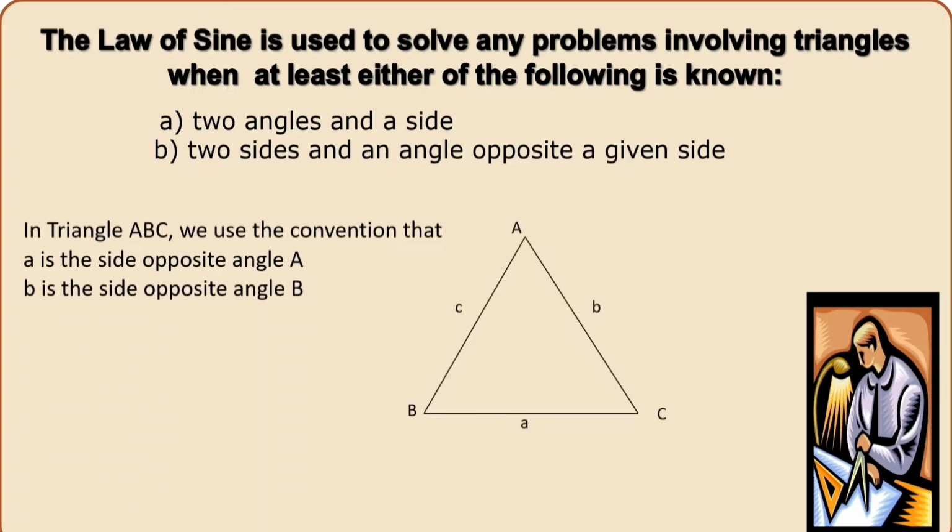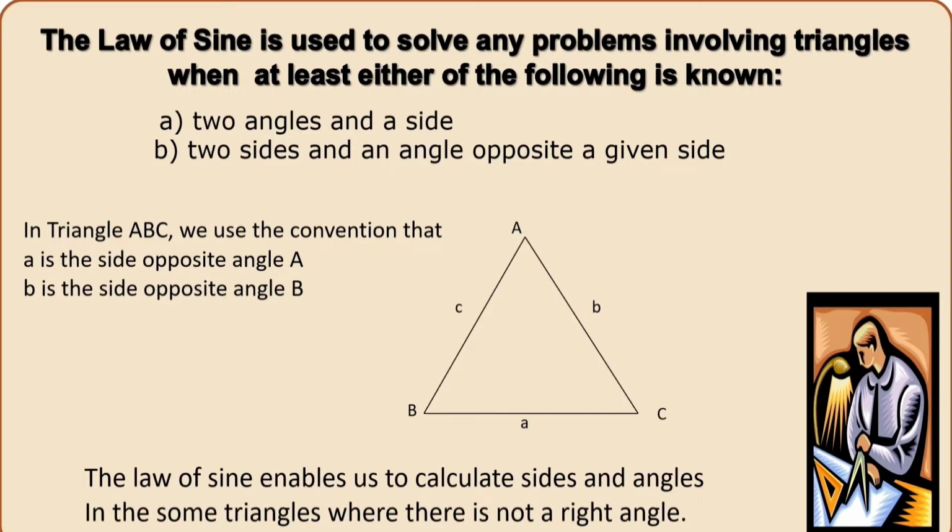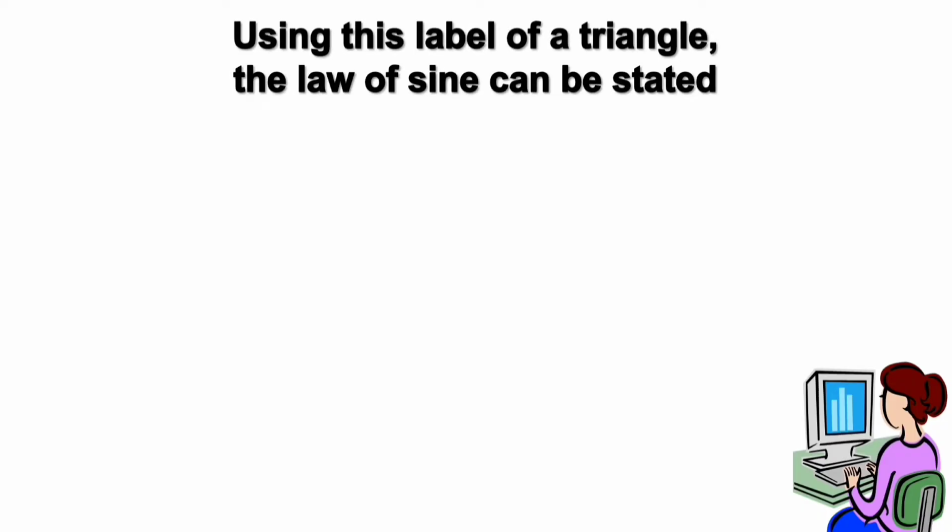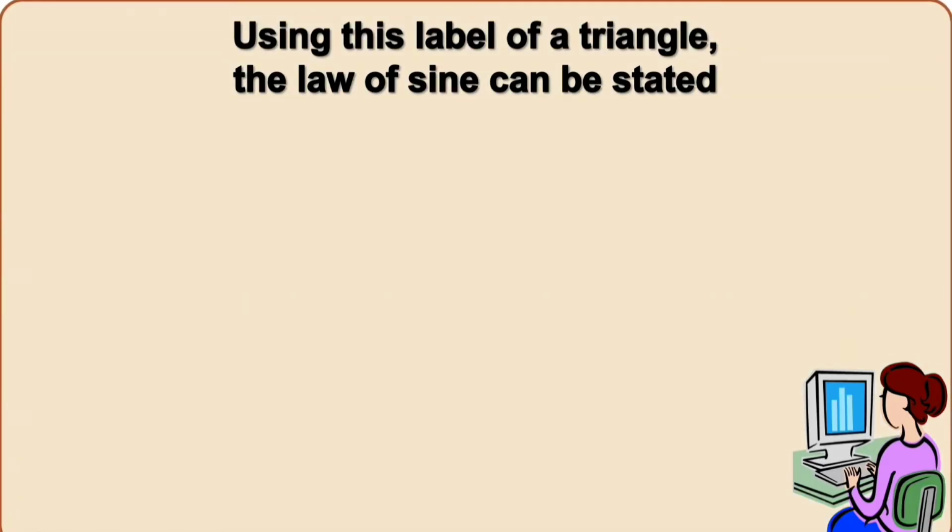In a triangle ABC, we use the convention that lowercase a is the side opposite of angle capital A, and lowercase b is the side opposite of angle capital B. The law of sine enables us to calculate sides and angles in some triangles where there is not a right angle.